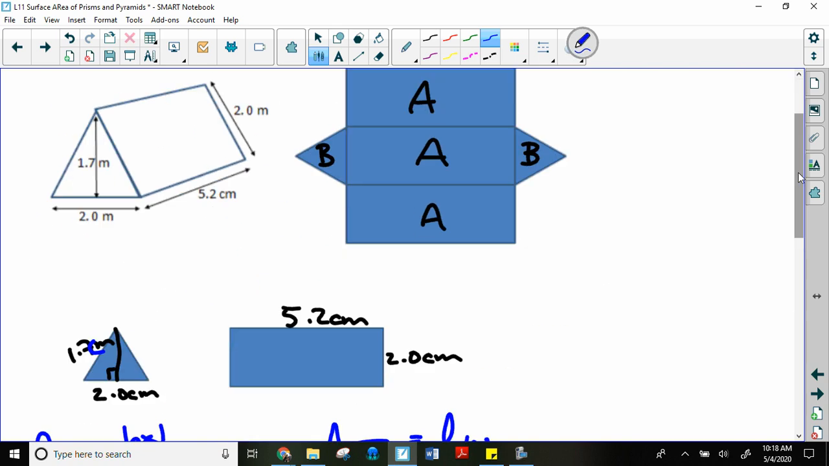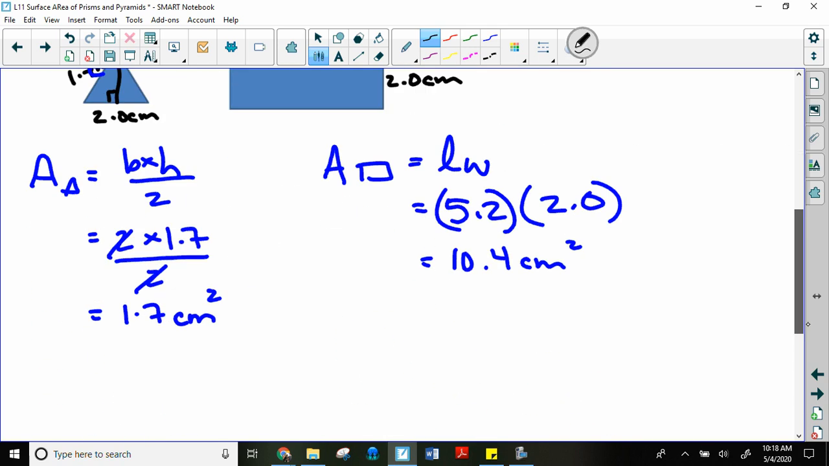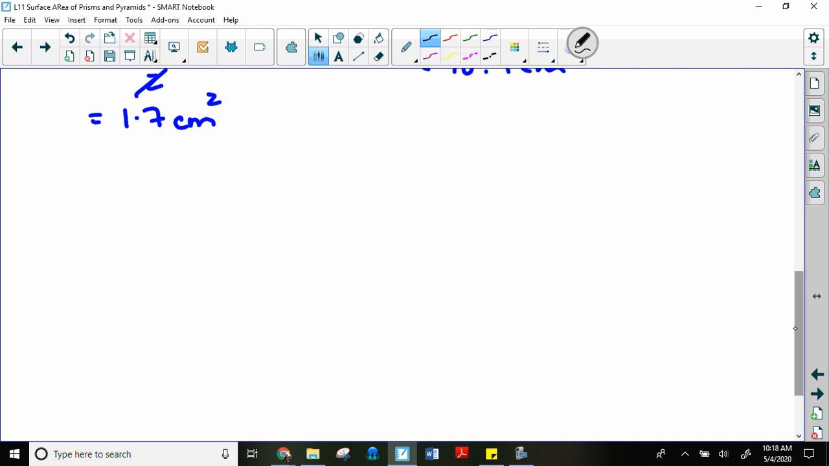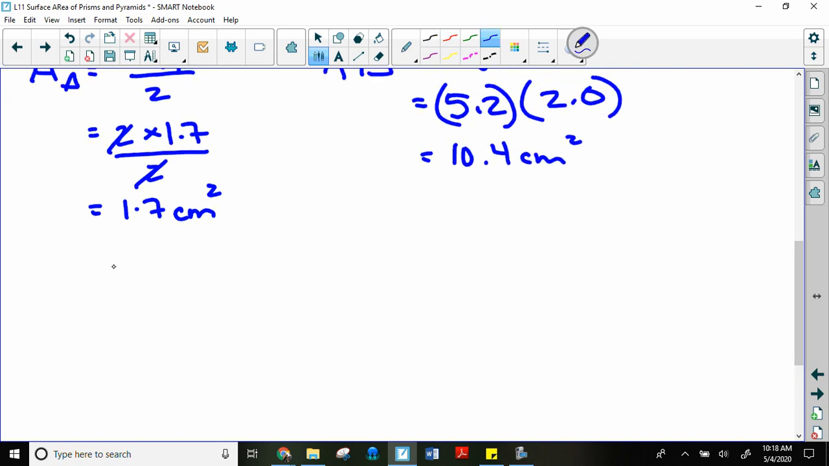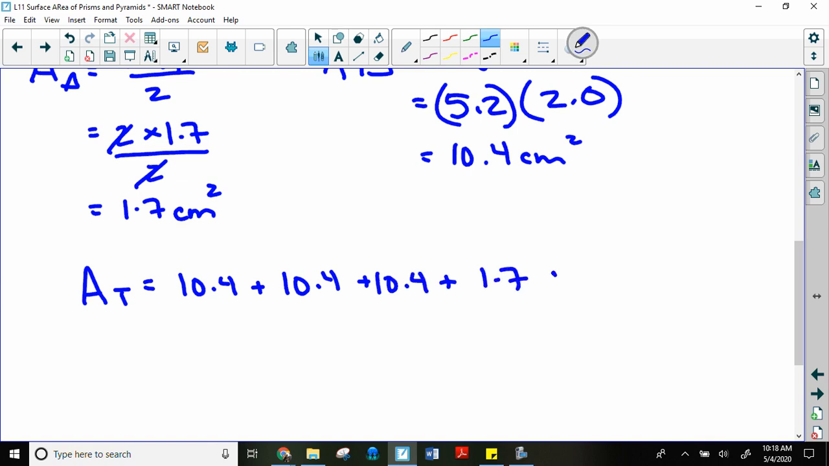For our area total, we've got area total is going to be A plus A plus A, because there's 3 of them, but then only 2 of the B's. So rectangle plus rectangle plus rectangle, and only 2 triangles. So area total is going to be rectangle plus rectangle plus rectangle plus 2 triangles. 1.7 plus 1.7. That'll give us our total area. Nice. 10.4.